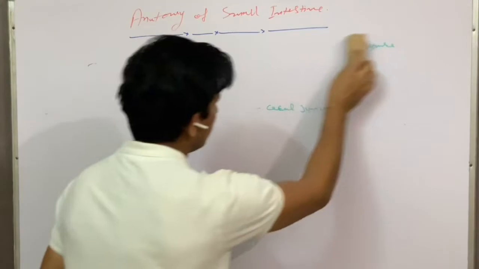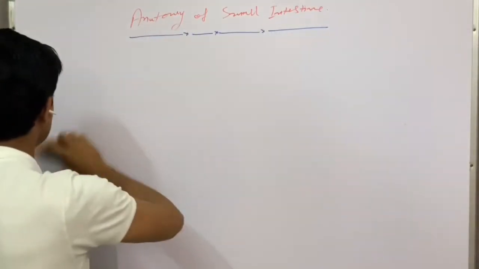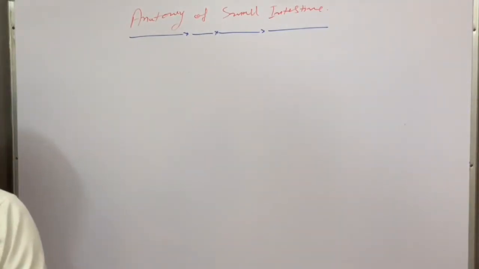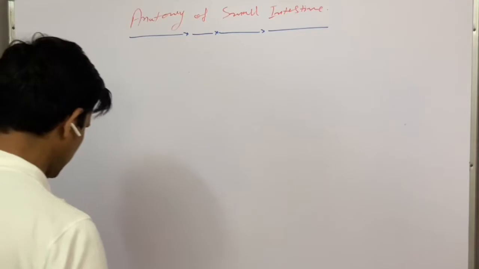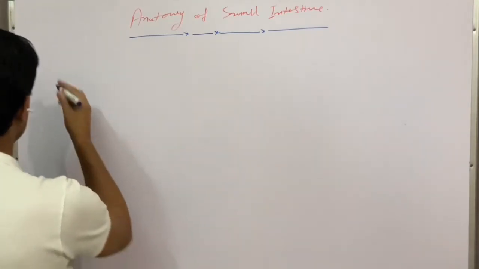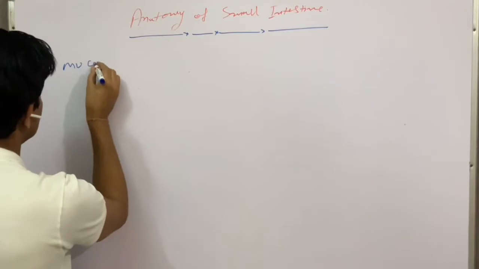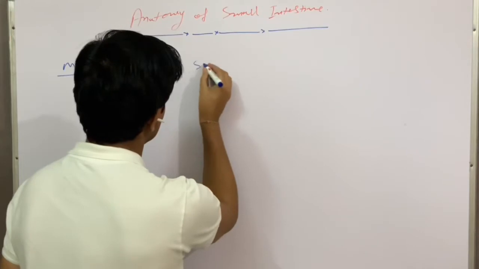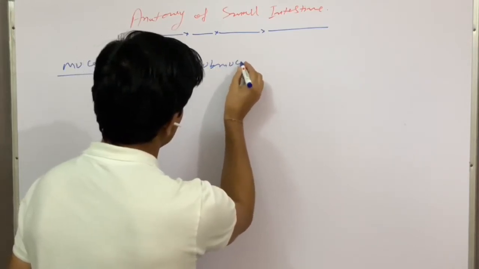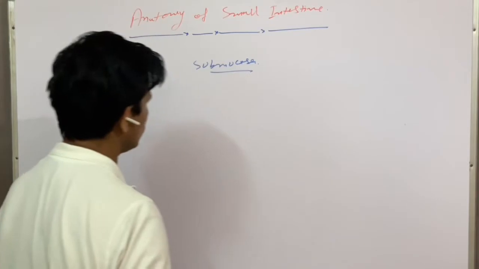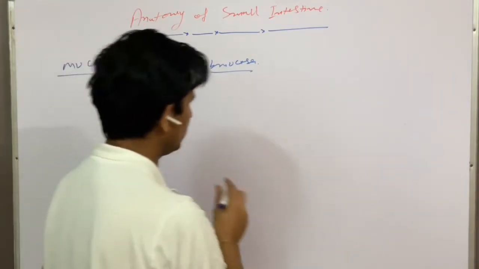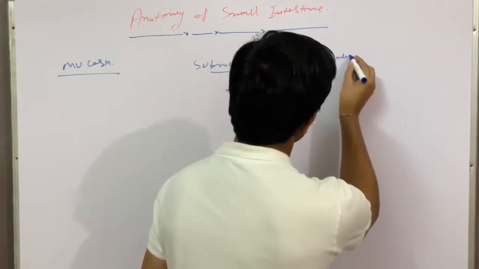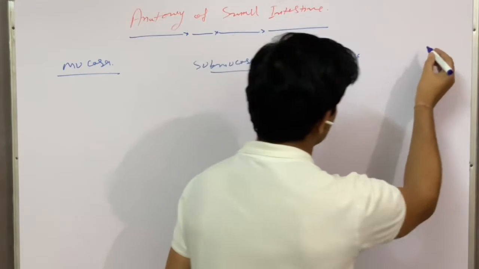As you can see, all the GIT is composed of four basic layers. In the wall of the small intestine, we will also discuss these four layers. From inner to outer, the first one is the mucosa, the second layer is the submucosa, the third one is the muscularis, and the final one is the serosa.